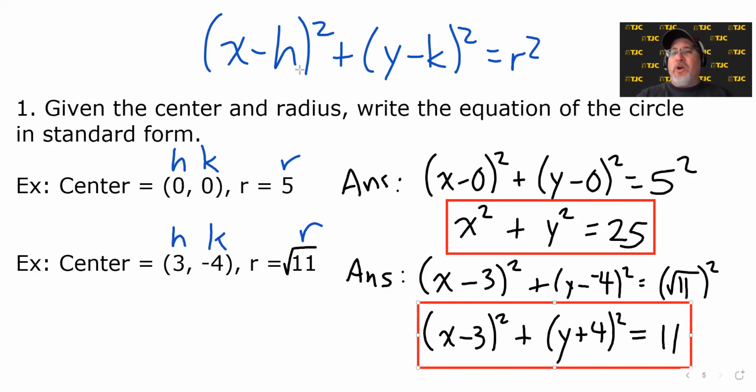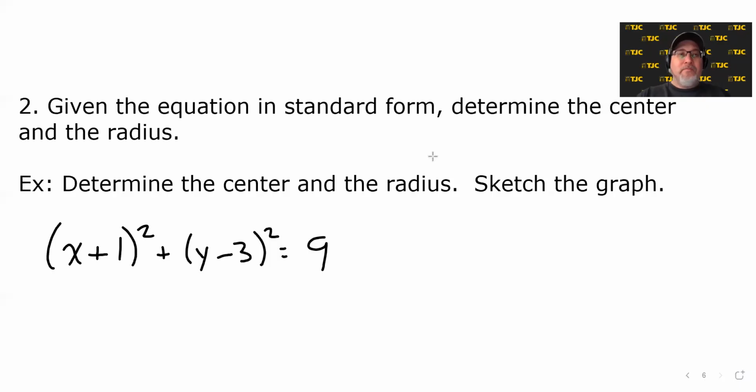All right, so that's the first type of question you're going to be expected to do. Here's the center and the radius. Give me the equation. The second type is the reverse. Here's the equation. Give me the center and the radius. Number 2, given the equation in standard form, determine the center and the radius. For example, determine the center and the radius. Sketch the graph. Our equation is (x plus 1) squared plus (y minus 3) squared equals 9.